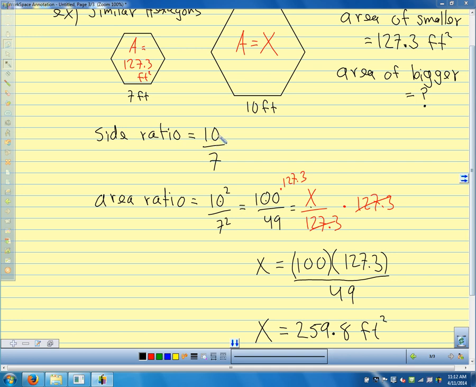We did our side ratio big to small, so our area ratio needs to be big to small. So our bigger number has to be the one on top. We're finding the area of the bigger hexagon, so our answer probably should come out bigger. If your answer came out smaller than 127.3, that would tell you maybe you did something wrong. You might need to go back and check your work. So, a couple ways we can check to make sure that we're setting things up right.